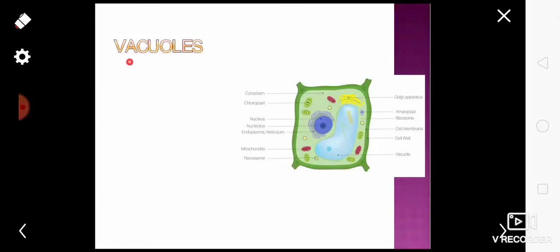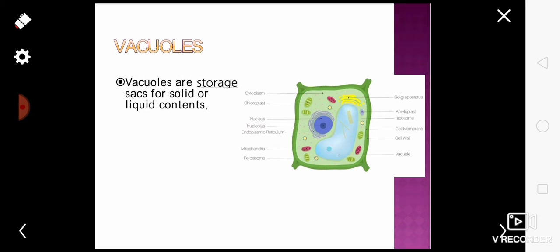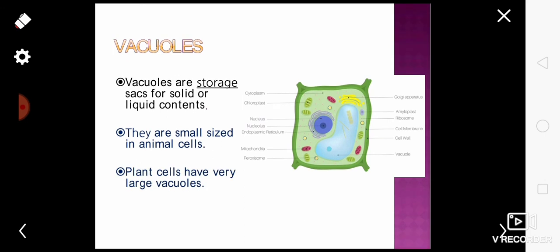Now let's see the last cell organelle, that is vacuoles. In this diagram you can see this is vacuole, this blue color is indicating vacuole. It is somewhat a large cell organelle. So vacuoles are storage sacs for solid or liquid contents. The main function of vacuoles is storage. They are small sized in animal cells. This is a plant cell, so the vacuole is somewhat larger in plant cells. Plant cells have very large vacuoles.